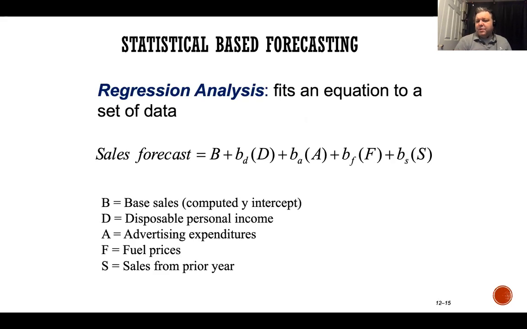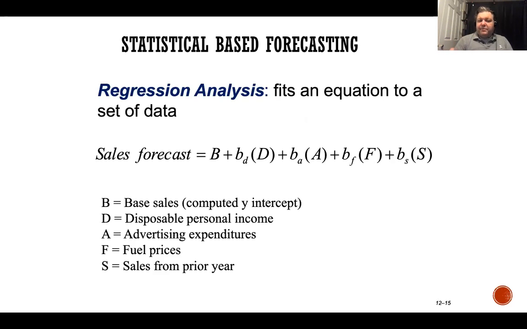Then the lowercase b's are weights. And the weights are going to be calculated with how well, when we graph all these points on a line, how closely do they stick to the line? How close, if we had to draw a straight line, are they on the line? Are they close to the line, etc.? These weights are created there.